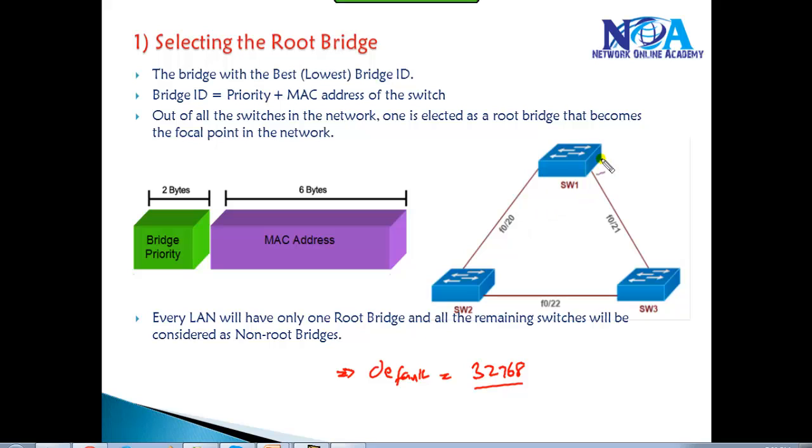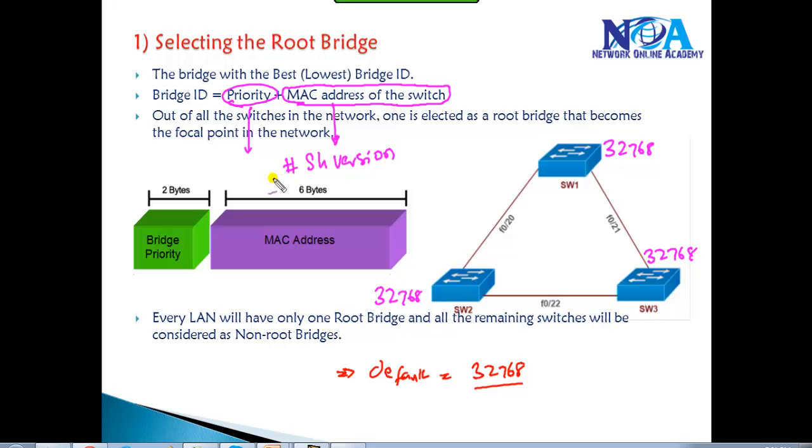Now, what if all the devices have the same priority value? Let's take an example. Switch 1 has a priority value of 32768, and switch 2 and switch 3 have the same priority value. In that case, the tiebreaker will be the MAC address of the switch. Every switch has its own MAC address, and we can verify it with a command called show version. There is something called the base Ethernet MAC address. We'll verify this when we get back to the labs. Whichever switch has the least MAC will be considered the root bridge.